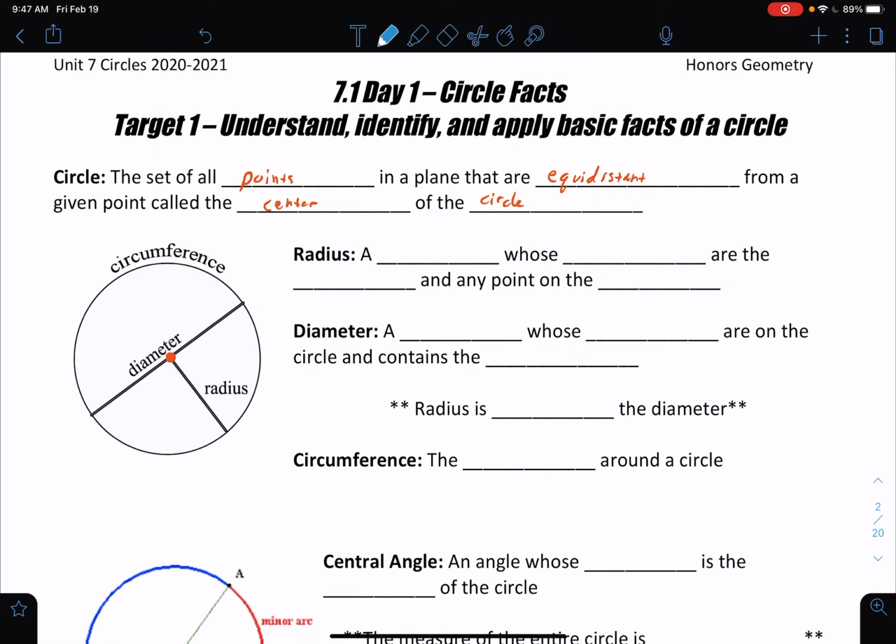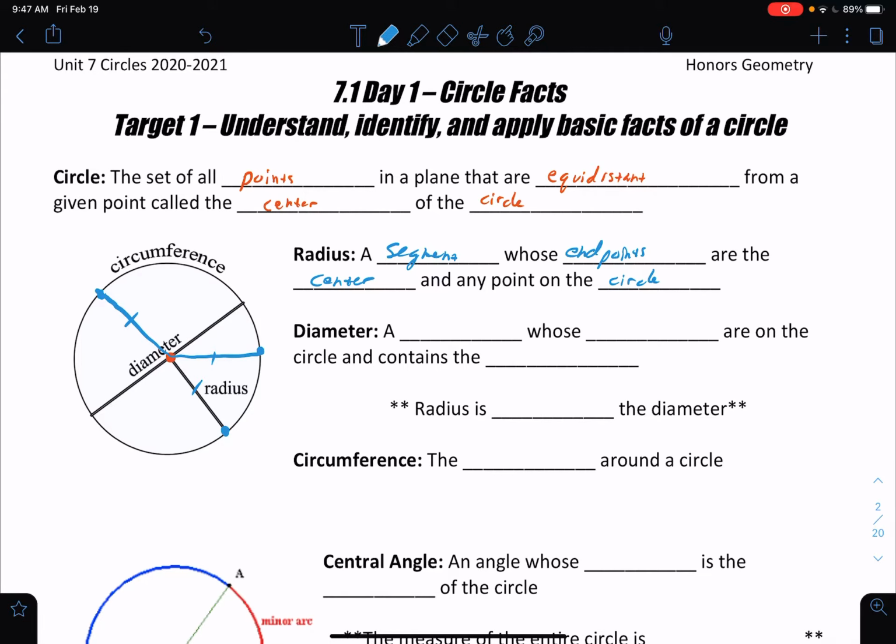A radius is a segment whose endpoints are the center and any point on the circle. All radii, that's plural for radius, are going to be congruent. Because if I go here, or if I go here and draw this, these are going to be congruent. If I go over here and draw this radius, that's going to be congruent. All of those are examples of radii.